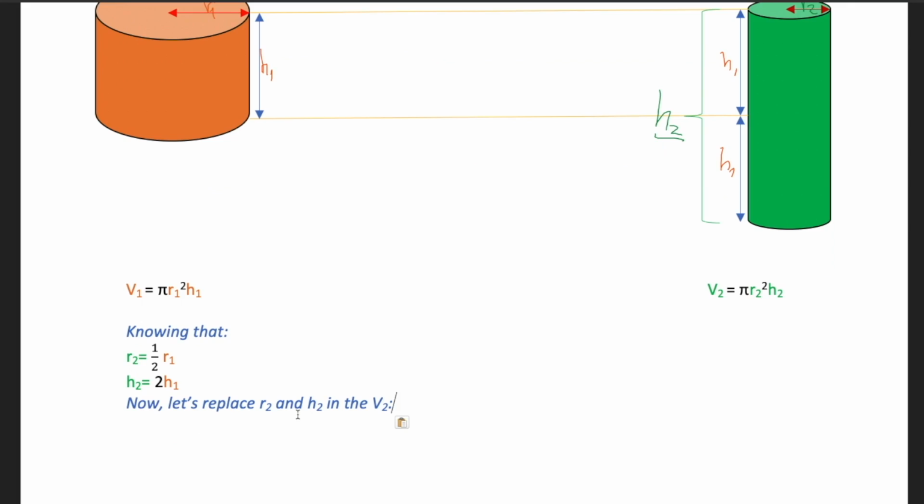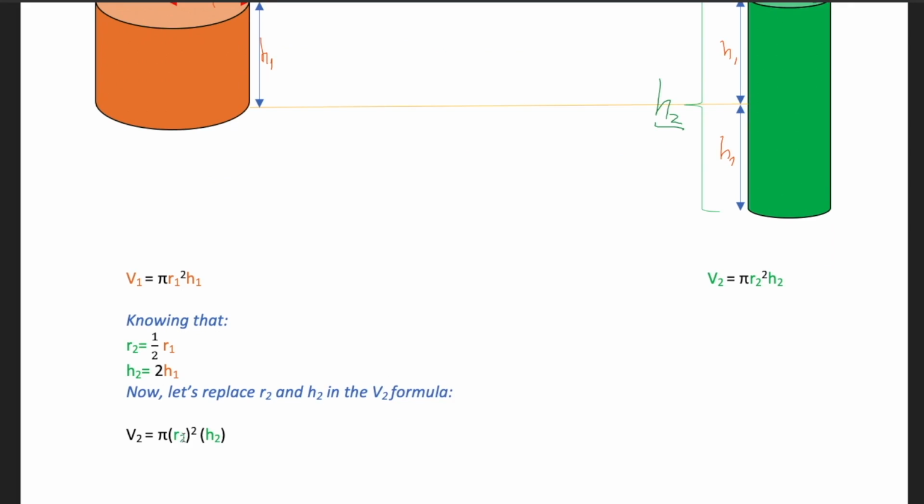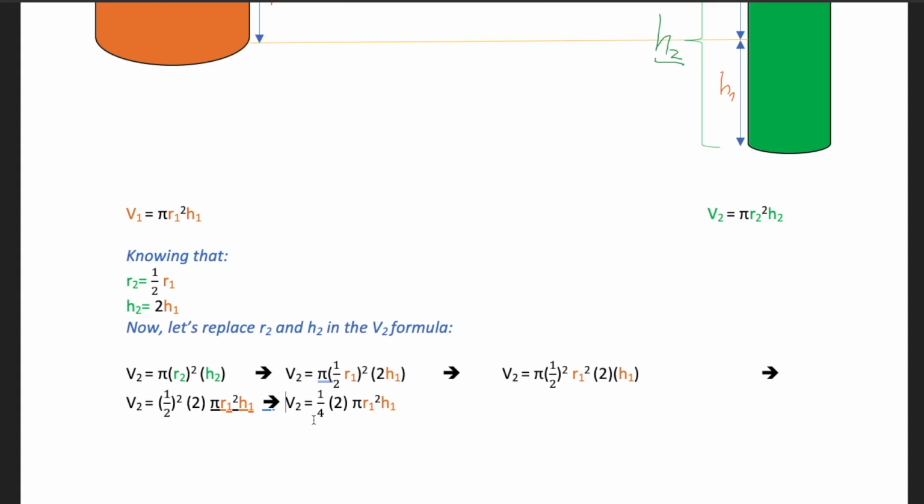Now let's replace r2 and h2 in the V2 formula. So I'm going to replace this r2. So right now what we need to do is to replace r2 by its value here and h2 by its value here. So now we'll obtain something like this. Right now what I need to do is keep the number on one side and the letters on the other side. We have V2. So as you notice, this is the value of V1 right here. So we are going to replace V1 by its value. So this will give us half.